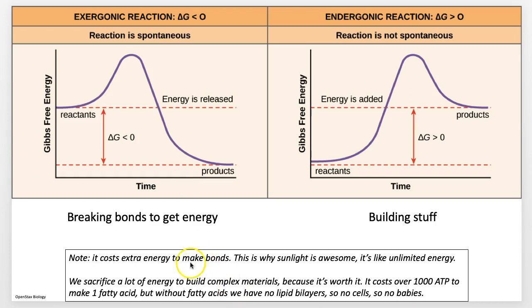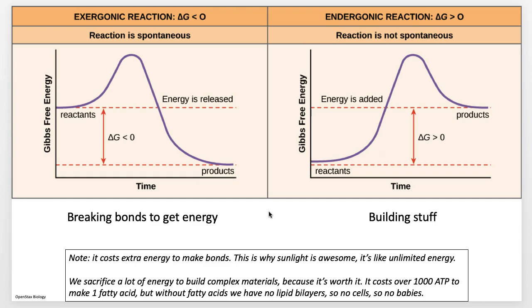Remember that it costs extra energy to make bonds, and that's why sunlight is great. Plants use sunlight because that's all the extra energy they can pack in here. We will eat plants or other animals that eat plants, and that's where we get the energy to build these things, okay? And we do that a ton.